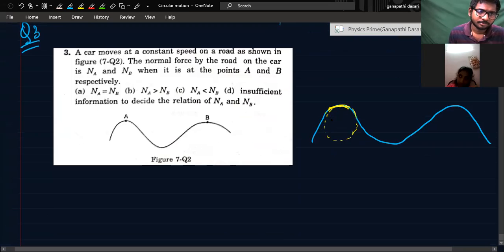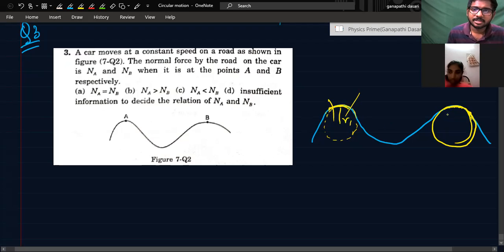Suppose here it is a curve. You draw a circle which is having this curve as a part of it. Then we can assume the particle is traveling in a circular path. It looks as if it is traveling in a circular path for that particular part of the curve. So here radius R1, this radius of this curve is called the radius of curvature.